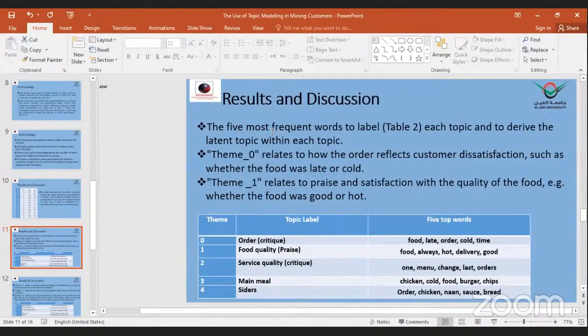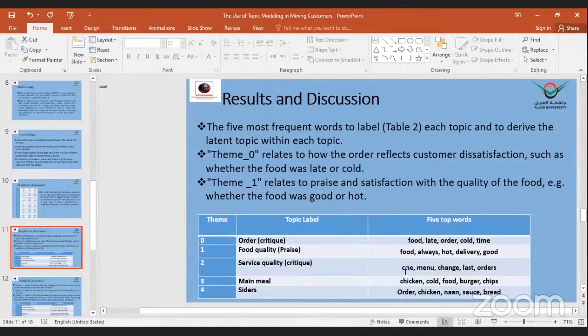Now, the 5 most frequent words mentioned in the previous table, we took them and put them in a theme. In the first topic we had food, late, order, and cold, and we named it a kind of critique of the order: something was not satisfactory in the order. In topic number 2, we had food, always, hot, delivery, good, and this is talking about the food quality. So it is a kind of praise for the food quality.